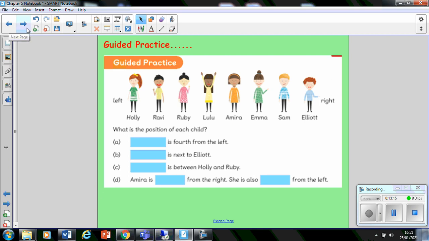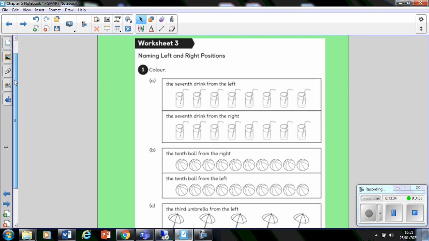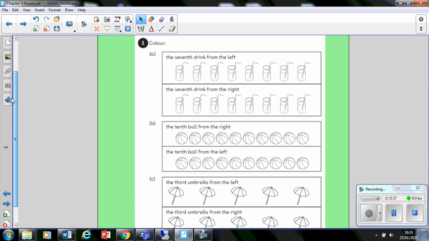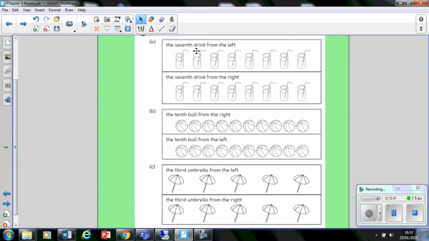Well done, year ones. I hope you enjoyed that guided practice session. We are now going to move on to our independent learning, and you are on worksheet 3. Okay, because today is day 3 of our learning in positions. So the question says naming left and right positions, understanding your left to your right. Okay, so you're asking your adult to help you read the question, and you just have to colour in the ordinal number that it's asking you to do.